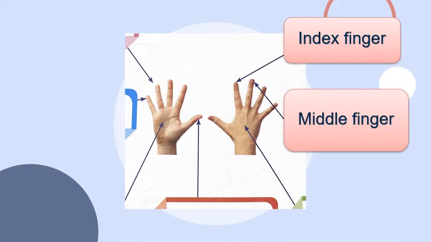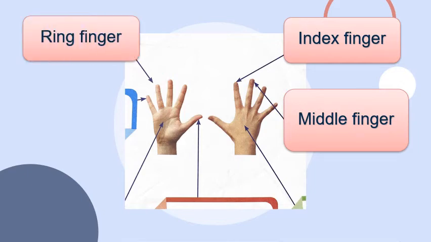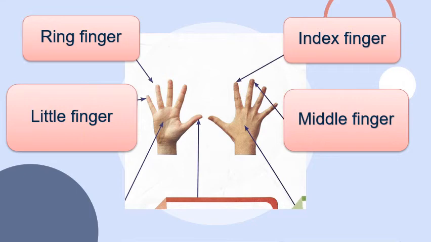This is called ring finger because this is the finger that we use when putting on our rings. For example, when we are getting married. Ring finger. Next, we have our little finger. This is the smallest finger of our hand. And our last finger is the thumb.